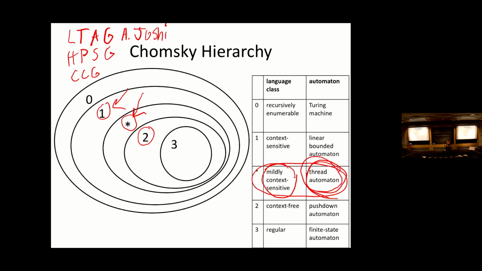But it's not as simple as just saying you can have these kinds of rules and not these kinds of rules, in the way that you can for these other categories. So that's probably why Chomsky didn't notice this class at first, and why it was left to people like Aravind Joshi to discover it. Does that answer your question?